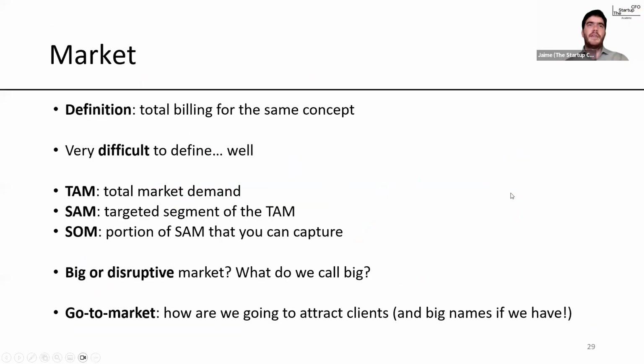In terms of markets, this is always tricky. Technically, the definition of your market is the total billing in the geography that you're considering for the same concept that you're going to sell. So for example, we will see Airbnb soon. For trips, for traveling, how much do people pay for lodging? Not just traveling in general, but lodging, because that's what I will be selling.